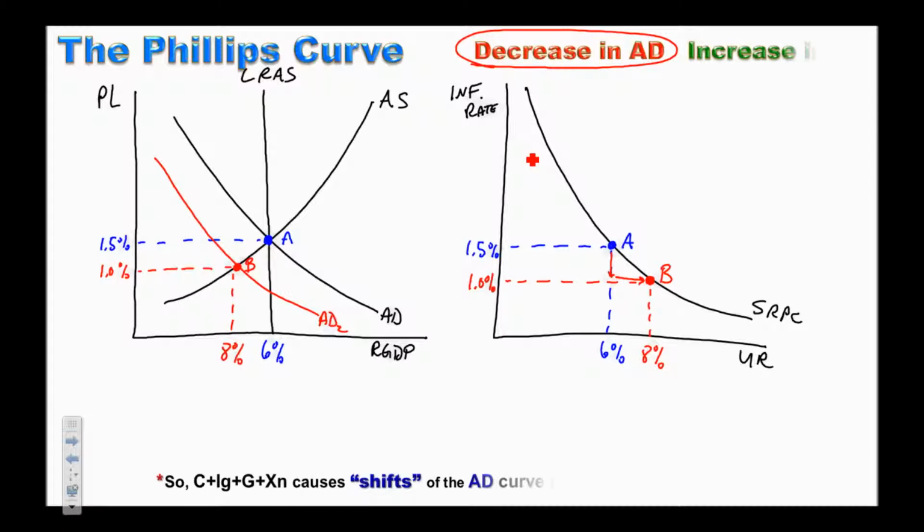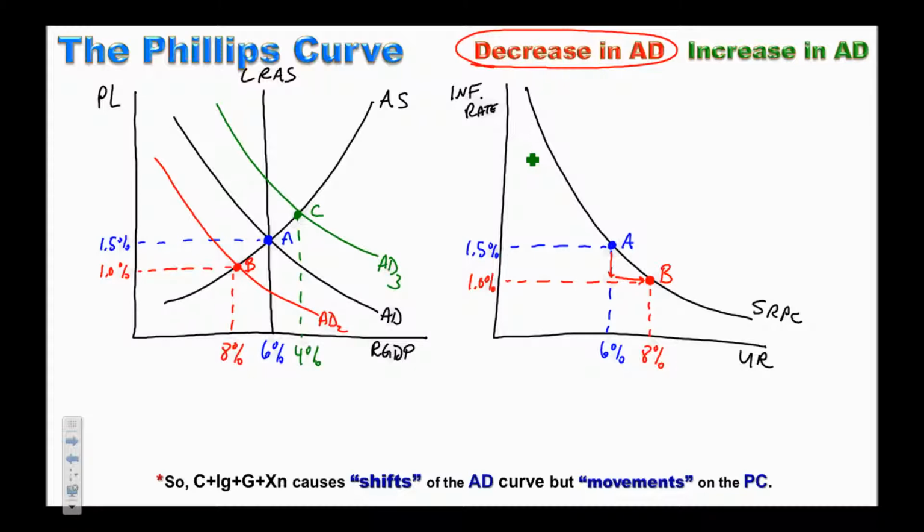Now let's show an increase in the AD curve. Okay? That's going to create a new equilibrium over here. We'll call it point C. And now you're going to have lower unemployment because there's more GDP. More GDP equals more employment. And we'll have a higher price level. We'll just make it up 2.5%.